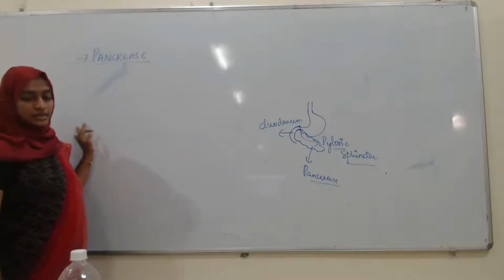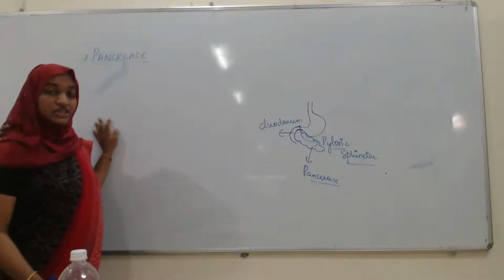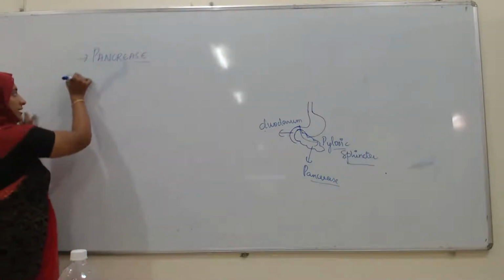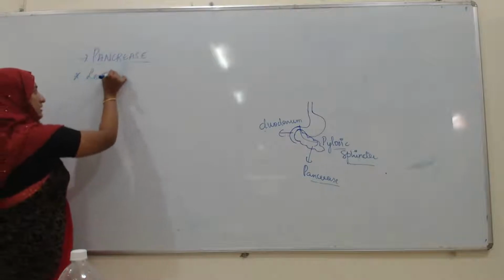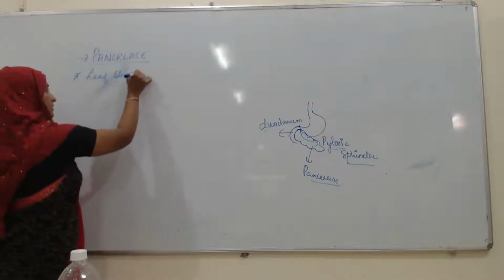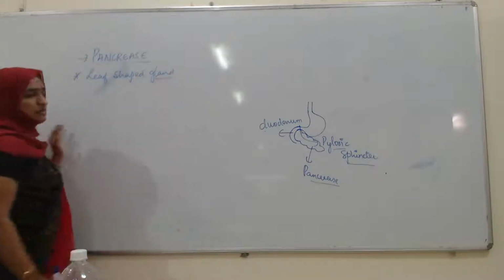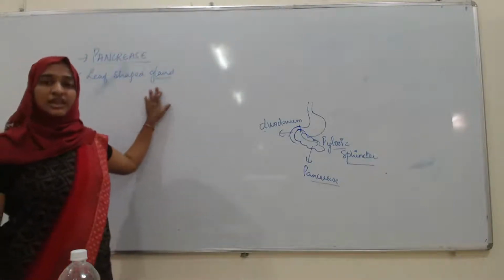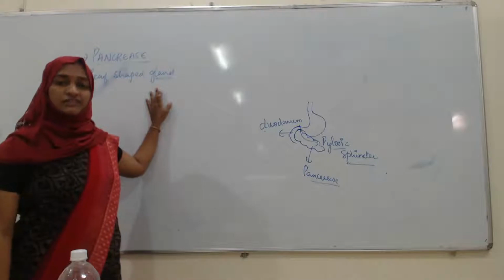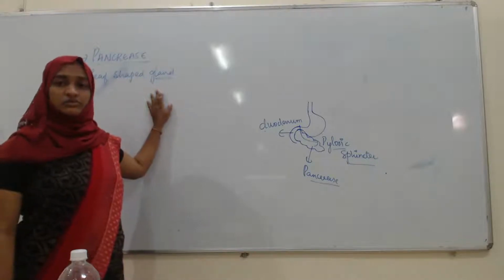Pancreas is a leaf-like structure, a leaf-shaped gland. What does pancreas mean? These are leaf-shaped glands. Okay, and here, as I told, it's a gland. It is going to secrete some enzymes or some hormones.